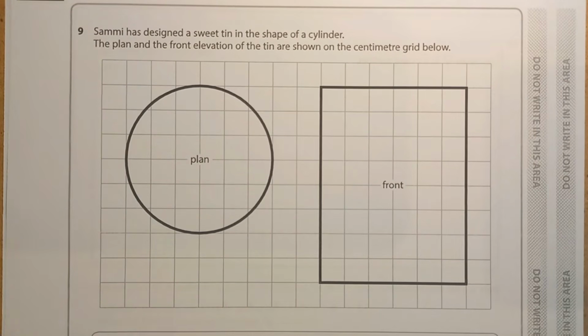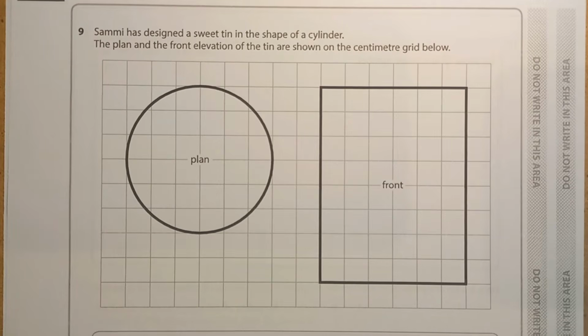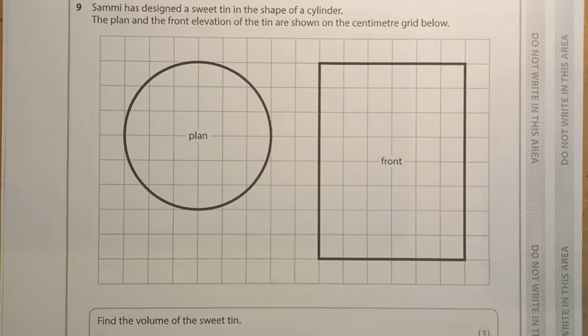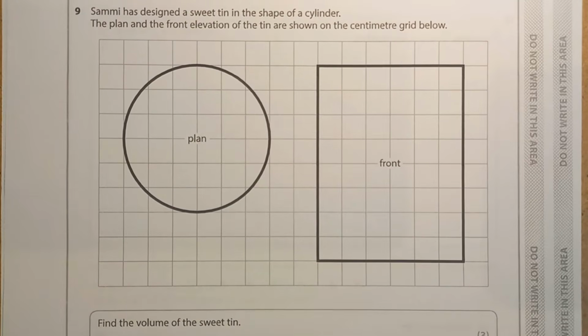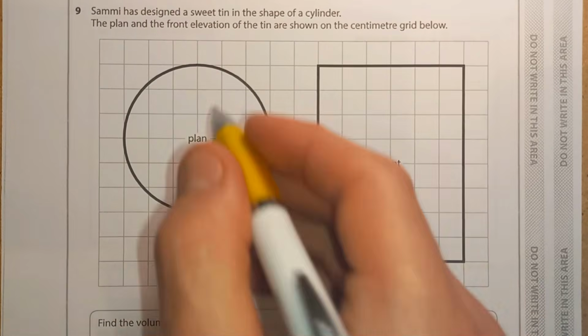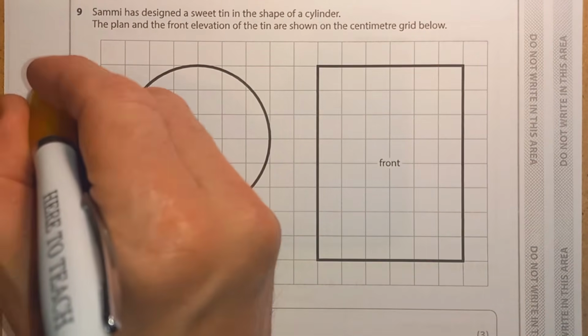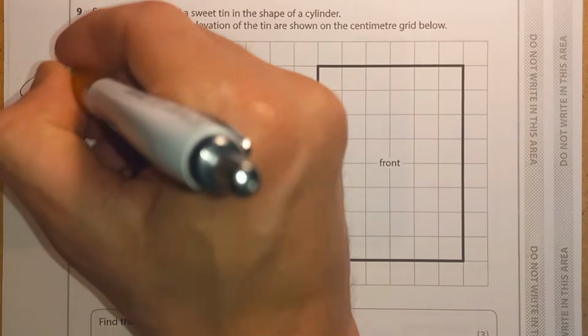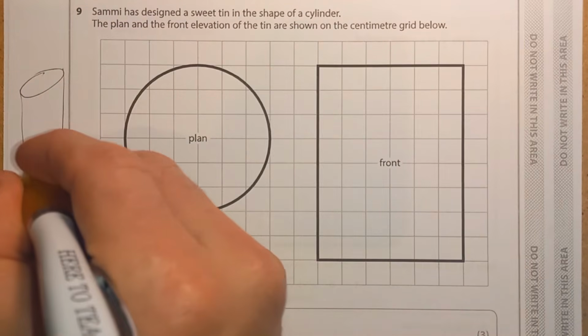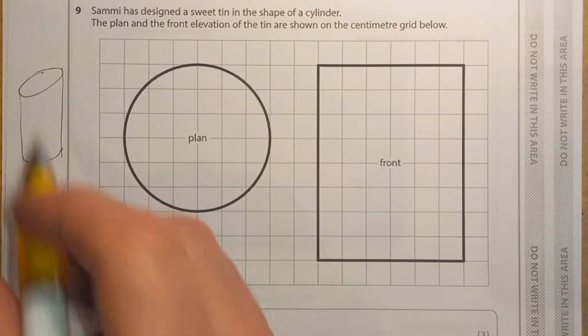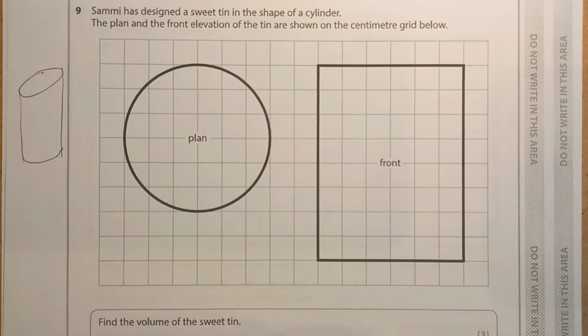Question 9. Sammy has designed a sweet tin in the shape of a cylinder. The plan and the front elevation of the tin are shown on the centimetre grid below. And the question is, find the volume of the sweet tin. Well, I'm going to draw, if it's a cylinder, the plan is a circle, so it's going to be something like that. Okay, just a sketch, just so we can get a feel for what it's going to look like.